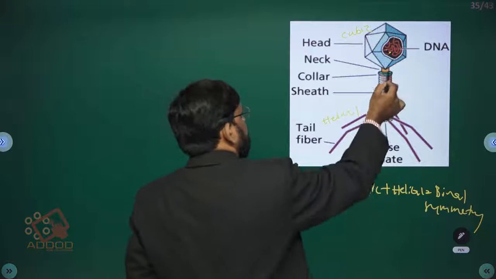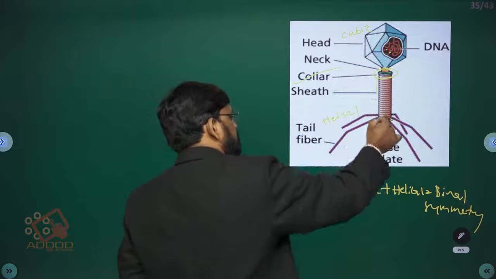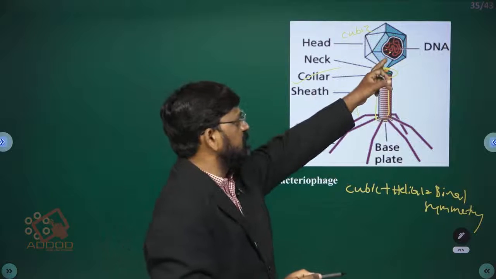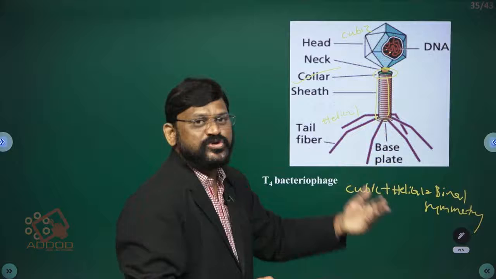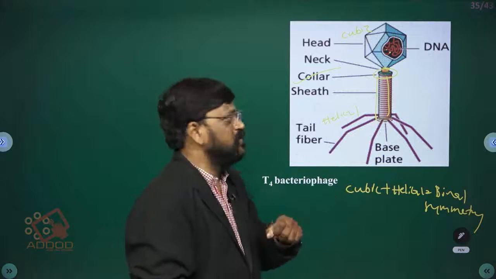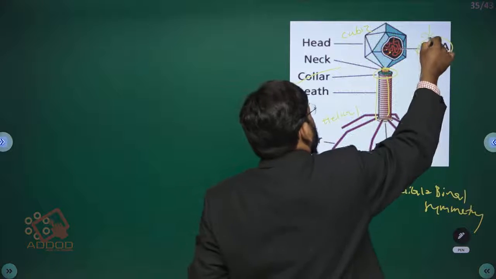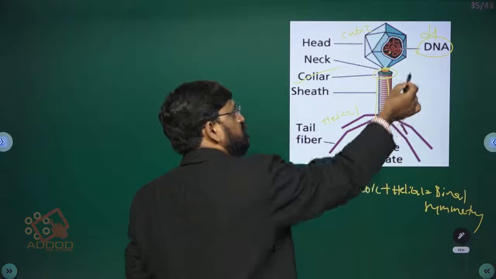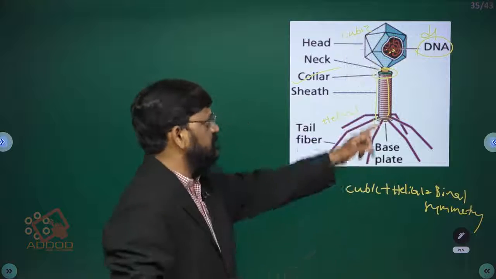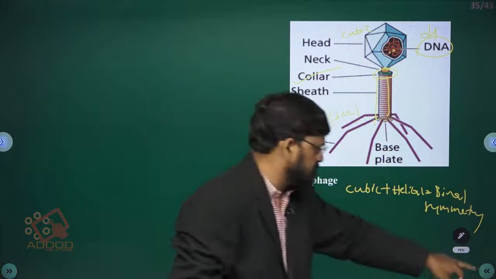Between the head and the tail, a small region called the collar is there, whose function is unknown. The tail is surrounded by the tail sheath. When the tail sheath contracts, the genetic material present in the head enters the host. So tail sheath contraction injects the genetic material of the virus into the host. The bacteriophage genetic material is double-stranded DNA, which is about 1000 times longer than the phage itself.